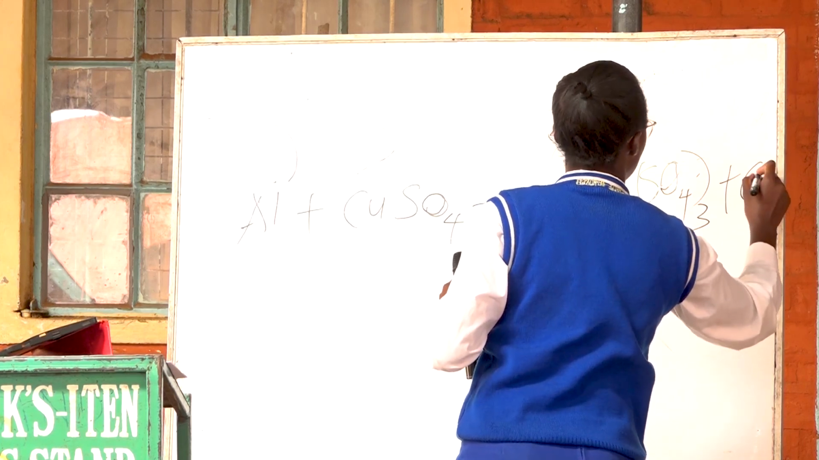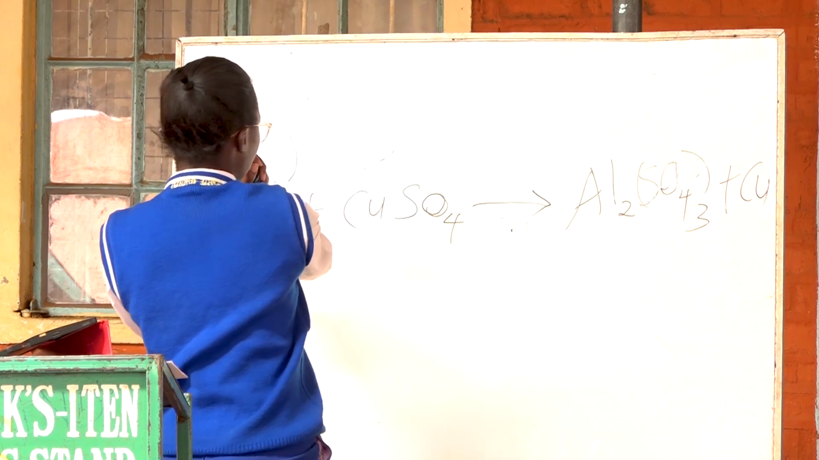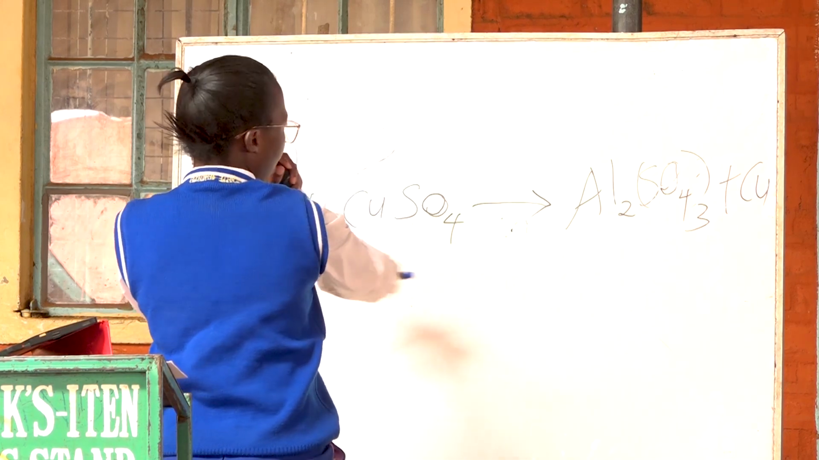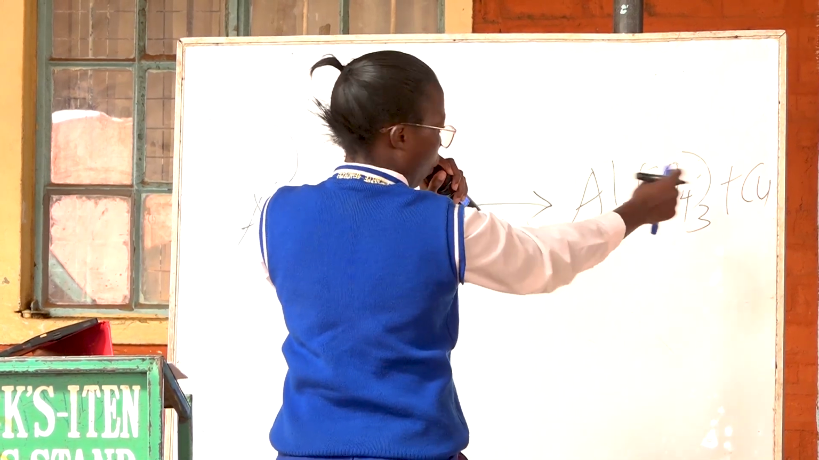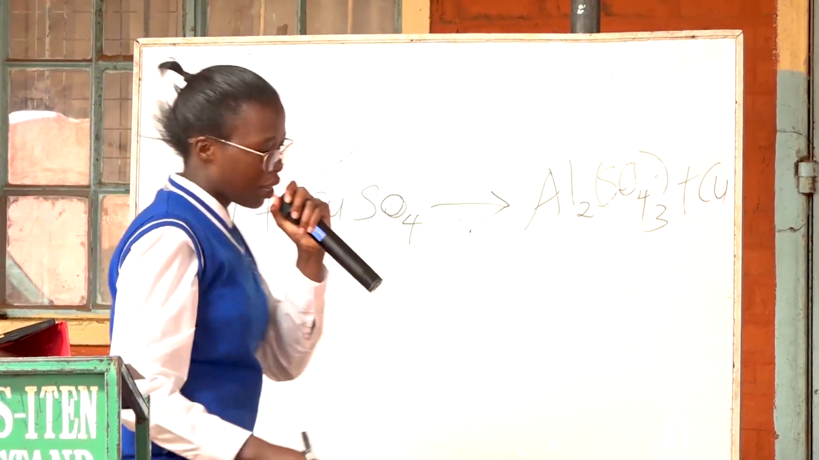So here we see that aluminium has reduced the sulfate from copper into copper solid only. So this means that this aluminium is a reducing agent.